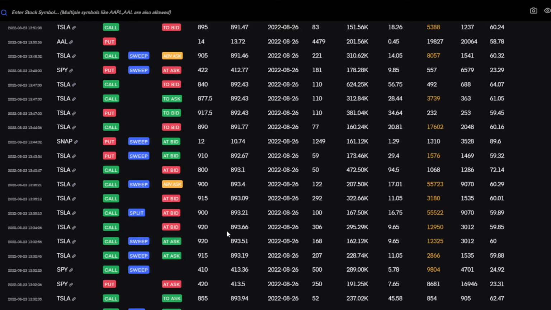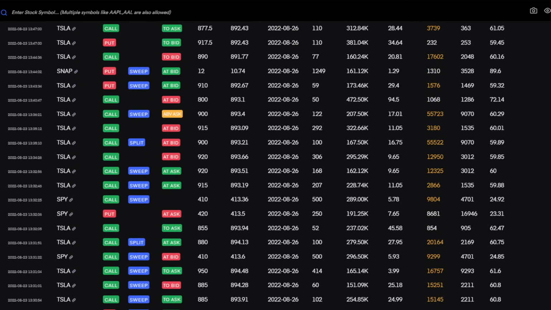$920 strike prices. Currently, the spot price is $893.66. This week's expiration, almost $300,000 in premium, guys. This is the kind of stuff at the bid. This is what I'm looking at here. Okay, so they're hitting the bid on this, but for $300,000 worth of premium here, that's exactly what I kind of want to look at.